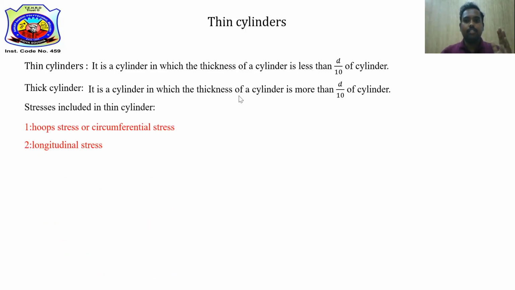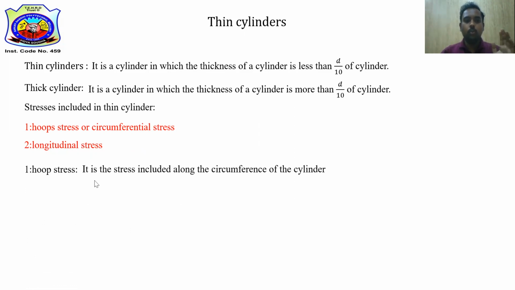In these kinds of cylinders, normally two types of stresses are induced: hoop stress, or circumferential stress, and longitudinal stress. Let us understand one by one. Hoop stress is a stress induced along the circumference of the cylinder. That is why it has another name, circumferential stress.